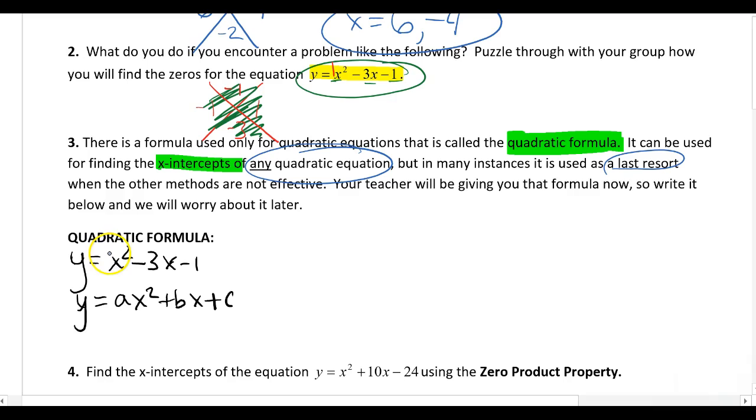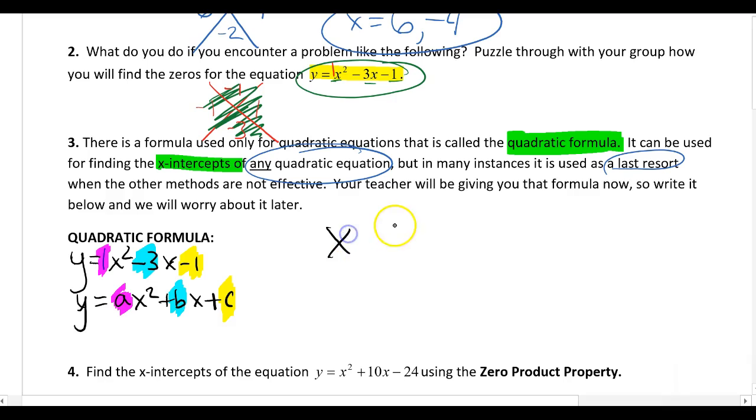First, remember that in front of this x squared there's always a 1 if there's nothing there. And each of those numbers has a name. This 1 represents A. The negative 3 represents B. And the negative 1 represents C. And that's going to be important to know when we write out our formula.